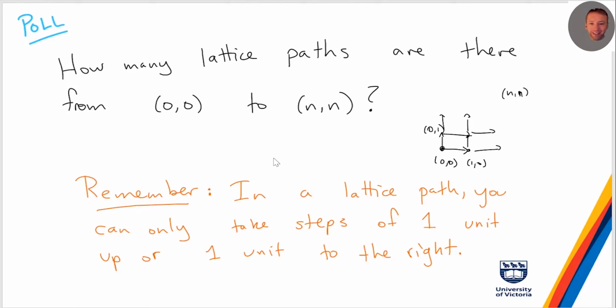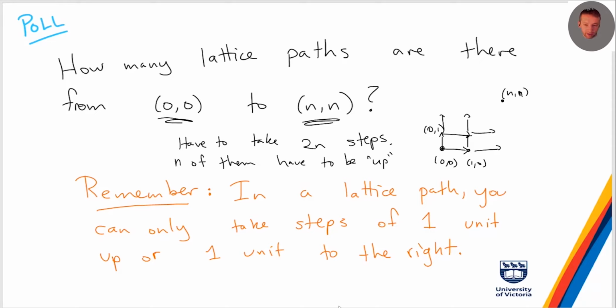I recognize that this was a long time ago, but this is a bit of review. The idea for how to solve this was: if I go from 0, 0 to n, n, I have to take 2n steps, and n of them have to be up steps. So taking a lattice path from 0, 0 to n, n is the same as doing 2n things, either up or right, and choosing n of them to be up. So the answer is 2n choose n.